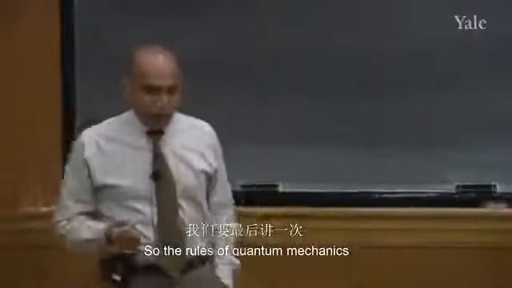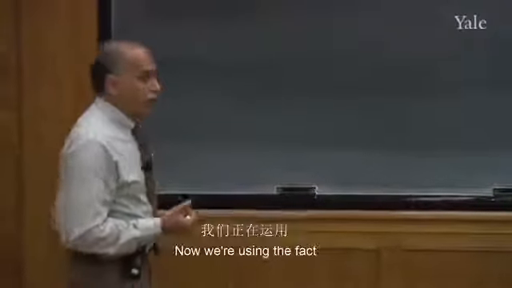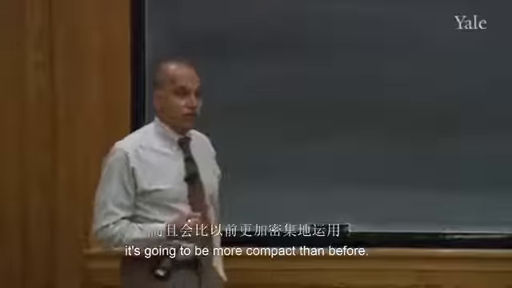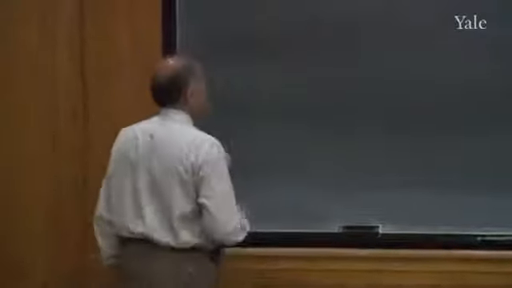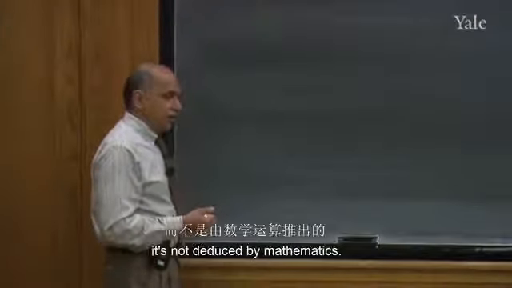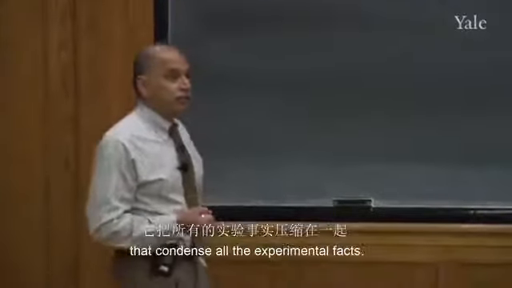So the rules of quantum mechanics are going to be stated for one last time. Now using the fact that you have heard them over and over, it's going to be more compact than before. So it's really in the form of many postulates, because it's a theory which is based on experiment. It's not deduced by mathematics. You make up some postulates that condense all the experimental facts.